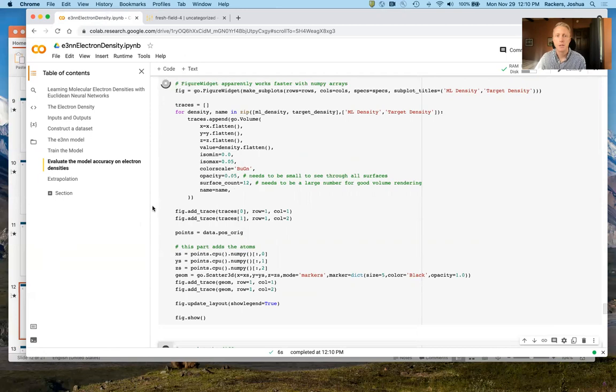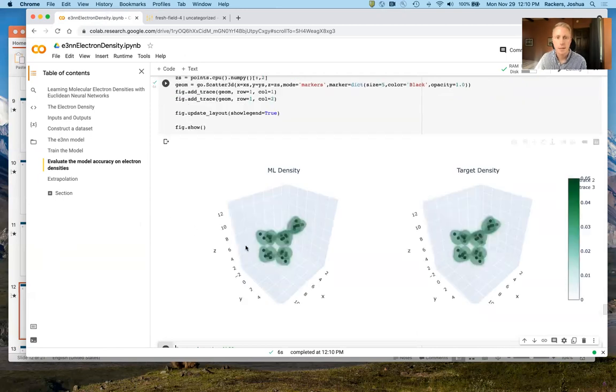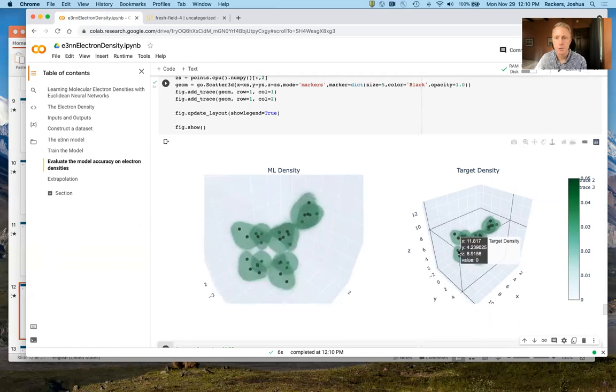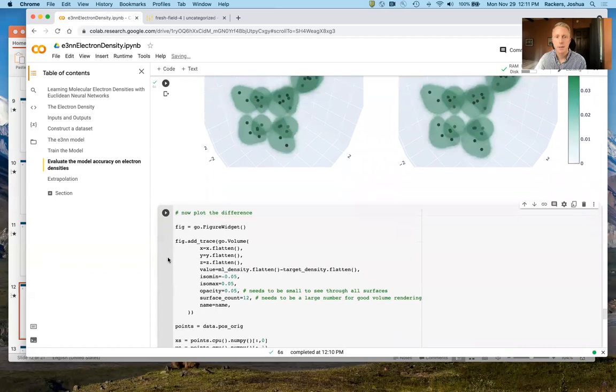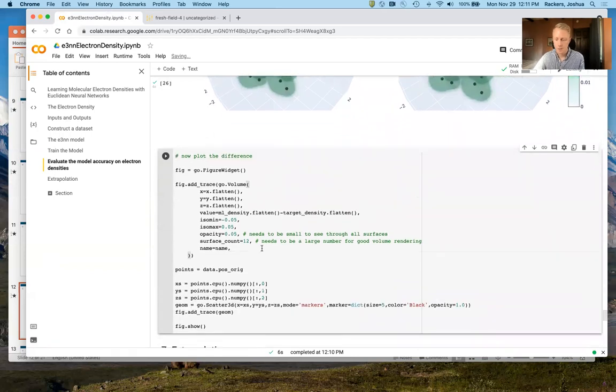And this is using a utility called Plotly, which is a really nice little library. It does take some time to render 3D plots, but they're interactive, and that's kind of fun. So here's the machine learned density on the left, the target density on the right, and what you can see is that these are virtually indistinguishable. If you try to zoom in here, you're not going to really see differences between this machine learned and target density. So let's look at something a little bit more instructive, which is the difference between these two.